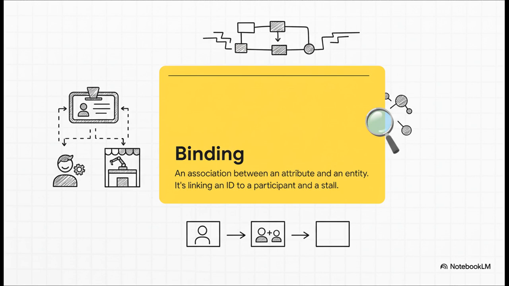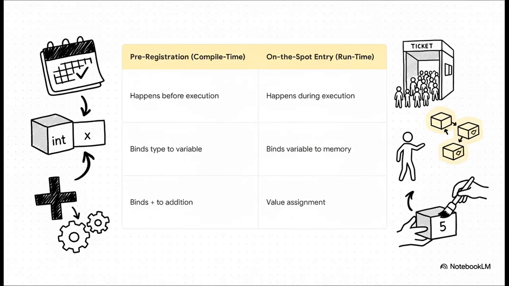Binding is that magic moment of association. It's when we officially link that registration ID to a specific participant and give them a role. We're not just saying, here's your ID, we're saying, here's your ID and you're now assigned to the robotics stall. In code, this is the act of connecting that name, score, to an actual memory location holding the value 100. It's the official handshake.